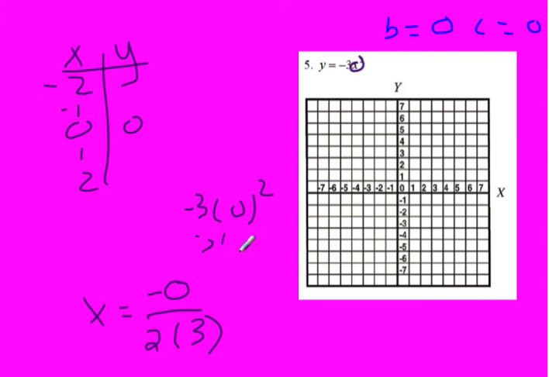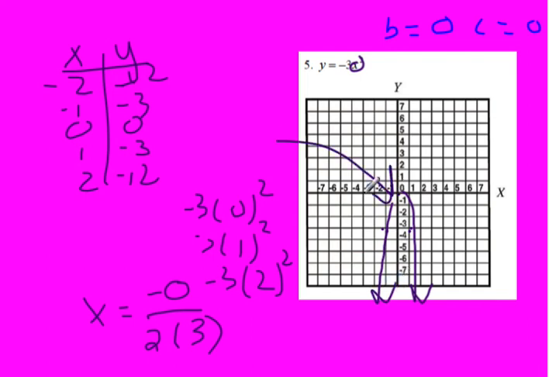Negative 3 times 1 squared, that's going to be negative 3. Negative 3 times 2 squared, well, that's going to be negative 12. Well, negative 12 is clearly off our graph, so all we can do is graph these first three points. So we're going to point out that point at 0, 0. Then we're going to go over 1, down 3, which is right here, left 1, down 3, which is right here. And now I can go ahead and draw in my parabola.